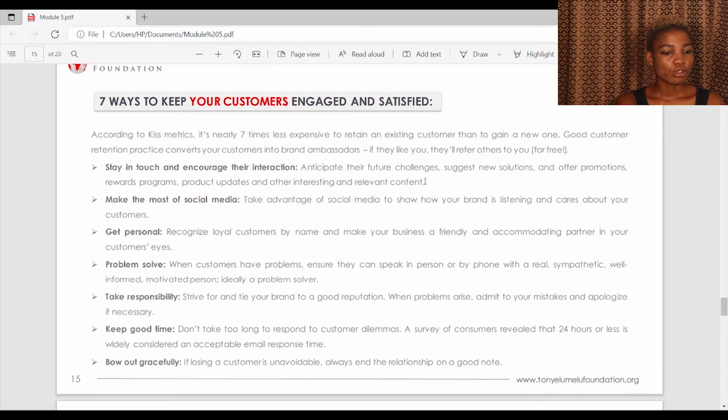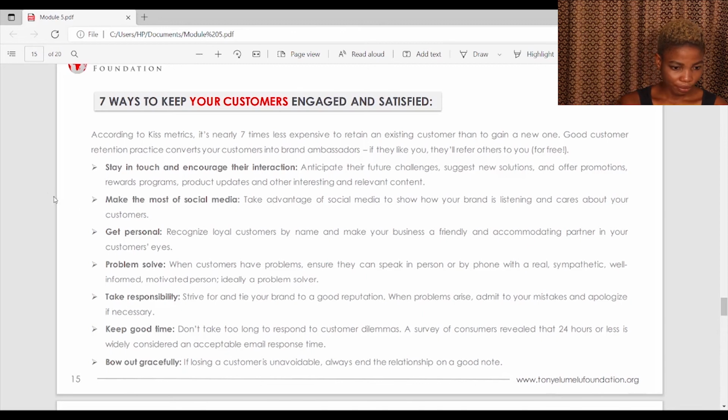Make the most of social media. Take advantage of social media to show how your brand is listening and cares about your customers. Sometimes, I'm sure you must have come across content that says, you asked and we listened, right? Of course your customers are going to feel happy and relaxed and be willing to do business with you when they know that you listen to them and deliver exactly what they want, right?